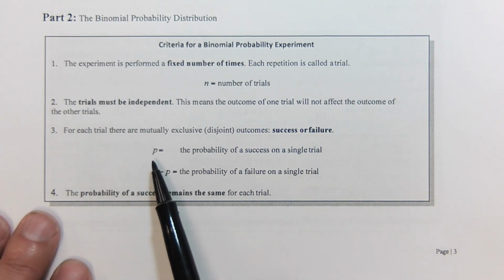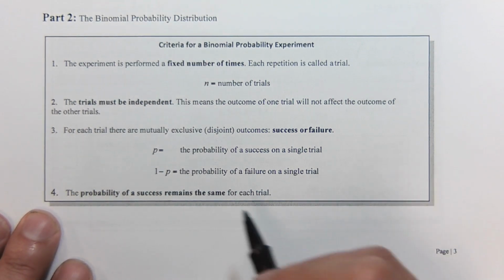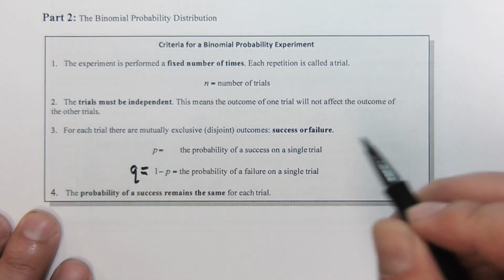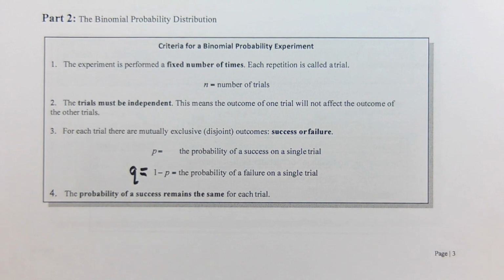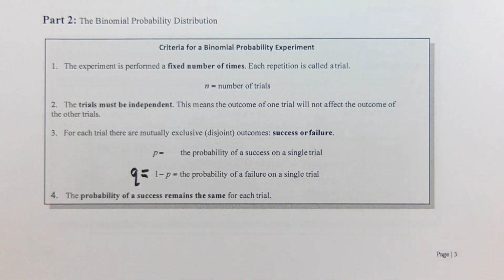The probability of a success is what we're going to call P. Probability of a failure is 1 minus P, it's the complement. I often use Q to represent the complement, and other textbooks do that as well. The probability of a success remains the same for each trial. So, for example, flipping a coin. Each flip of the coin is 50% will be heads, a success. Or it's not, which would be a fail.